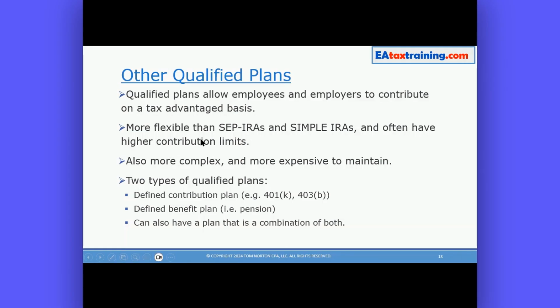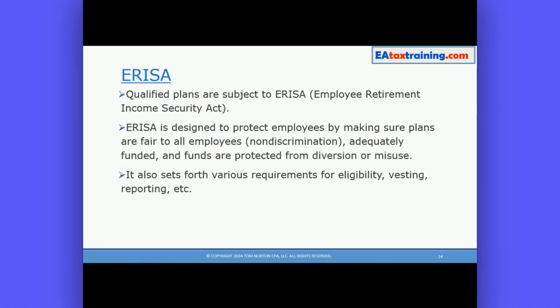These other types of plans are more flexible than the SEP and simple IRAs that we talked about, and they often have higher annual contribution limits, but they're also more complex. They're more expensive to maintain, and there are reporting requirements with these other types of plans. There are two basic types of qualified plans: defined contribution plans, such as a 401k or a 403b, and defined benefit plans, which is your typical type of pension. And there can also be combination types of plans.